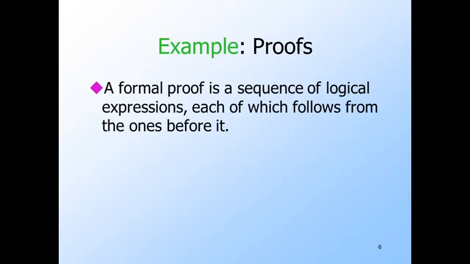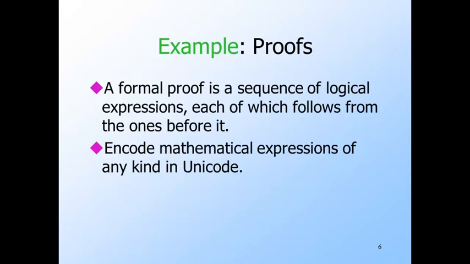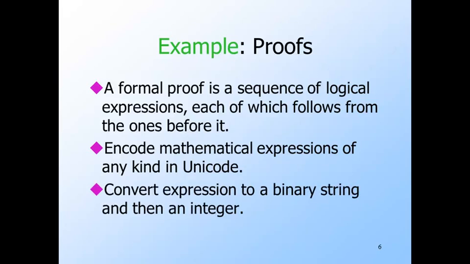A proof can be viewed as a sequence of expressions or assertions in mathematical form, each of which is either given or follows from previous statements in the sequence by certain logical rules. We can encode mathematical expressions in Unicode. It has pretty much any symbol you would use in mathematics. But we can convert any expression to a binary string and thus to an integer.